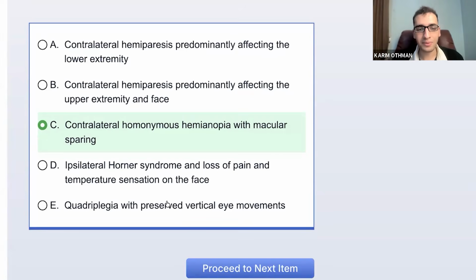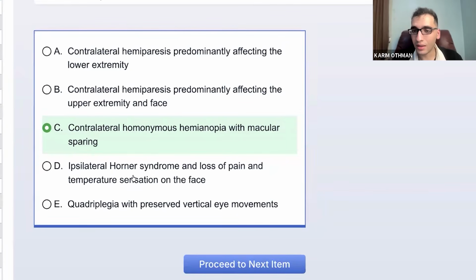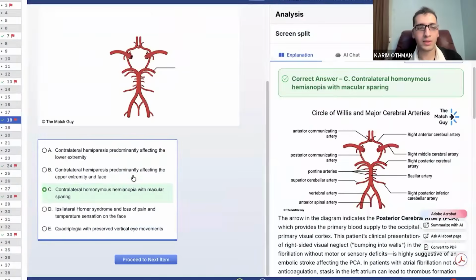Okay, now A, affecting the lower extremity, will be the anterior cerebral artery, and B will be the middle cerebral artery, upper extremity and face. And the last one, Horner syndrome and loss of pain and temperature on the face, that can be any lateral brainstem problem. Okay, so that's for this one, guys.